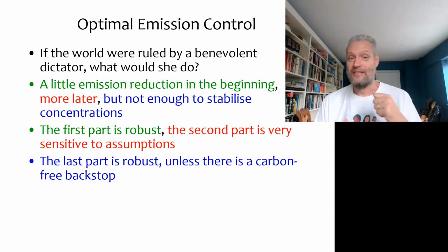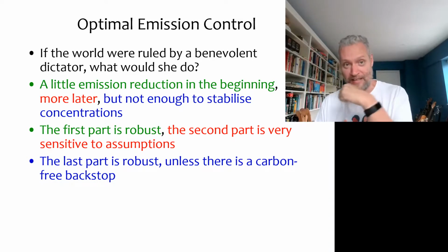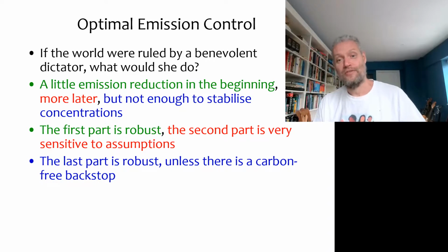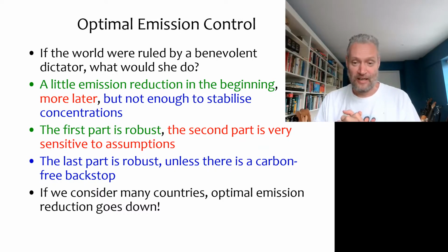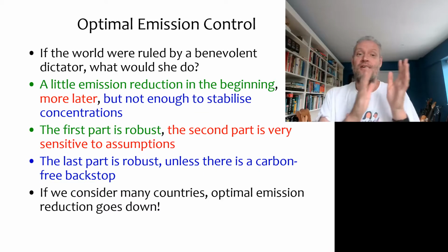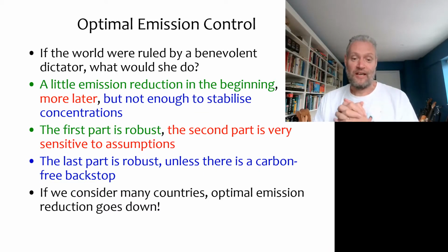If you're prepared to make the assumption of a carbon-free backstop, then yes, a cost-benefit analysis would justify emission stabilization, otherwise it would not. Now, this is true if there's a single social planner that rules the entire planet, your benevolent philosopher queen. Steven will talk about what happens if there are many countries, and the implication of that is if you have many social planners who interact, then things only get worse. Emission reduction falls, emissions go up, but that is for later.